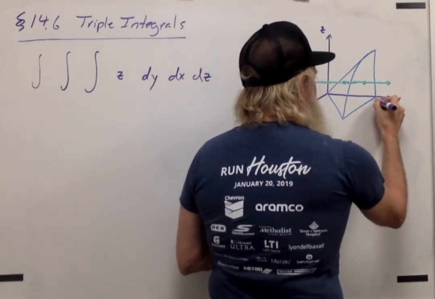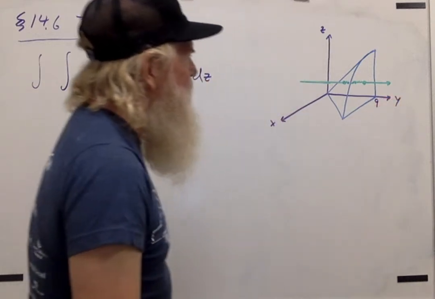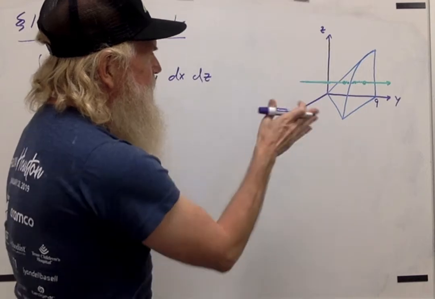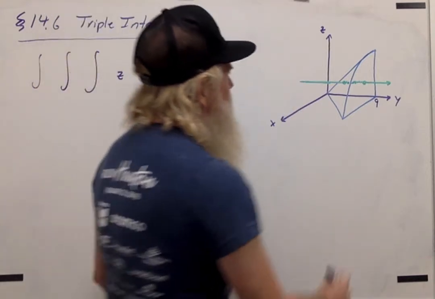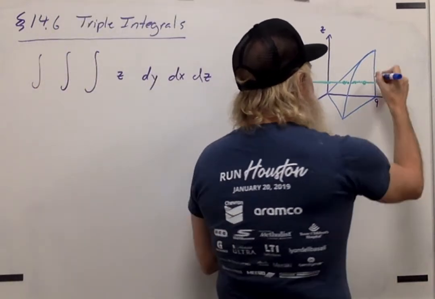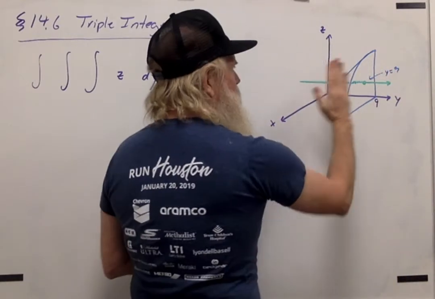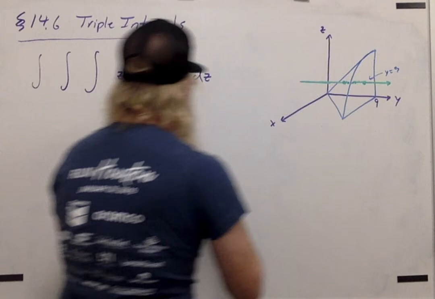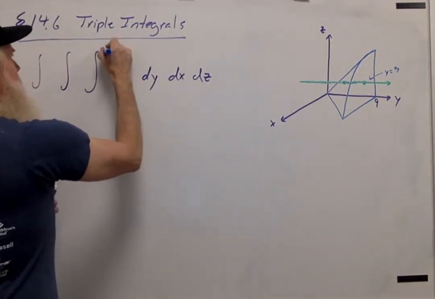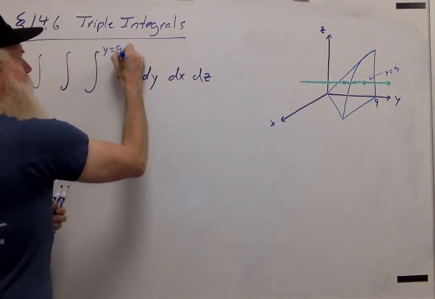Now recalling that our original solid ends over at y equals 9. Y equals 9 is indeed the equation for this planar face. And that's going to be my upper bound for y.